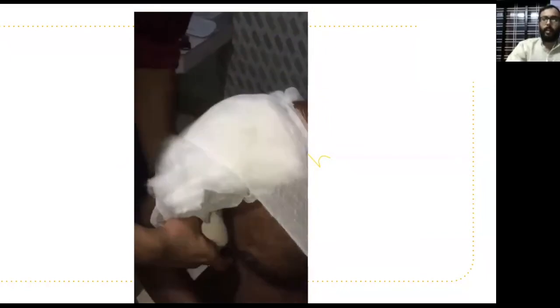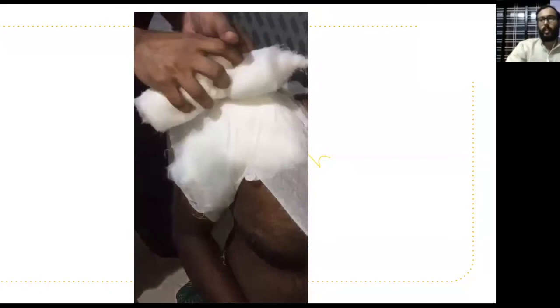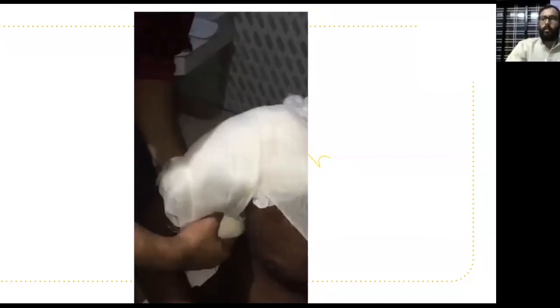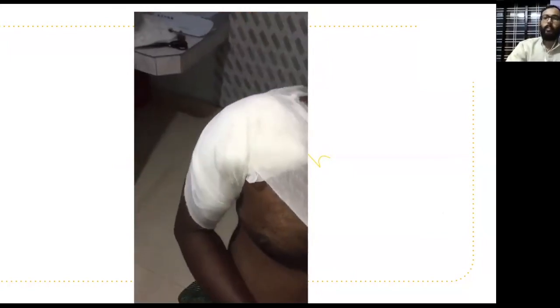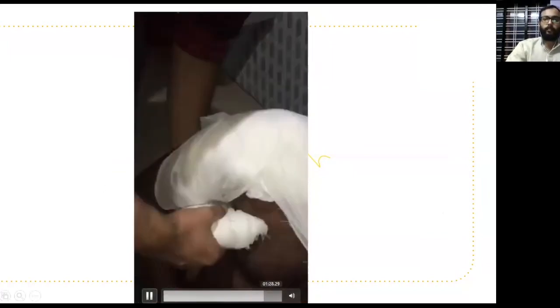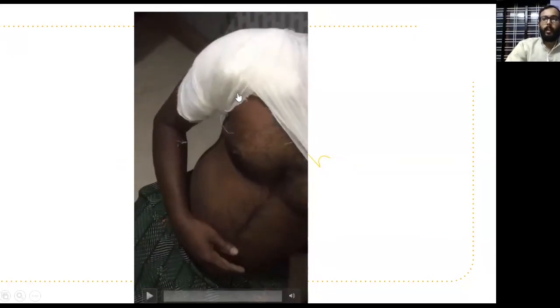A shoulder spica bandage should be applied, or you can use a shoulder immobilizer. An orthosis shoulder immobilizer is also effective. Don't mistake it for a shoulder support. The shoulder immobilizer is also effective instead of the bandage. Three weeks of immobilization is a must. Here you can see the shoulder spica bandage.